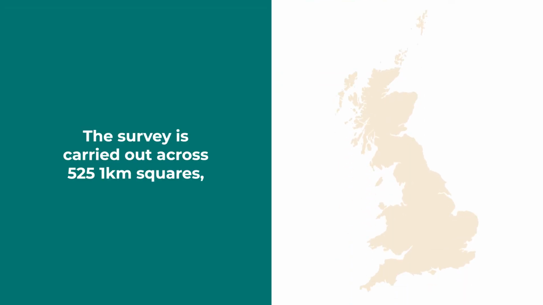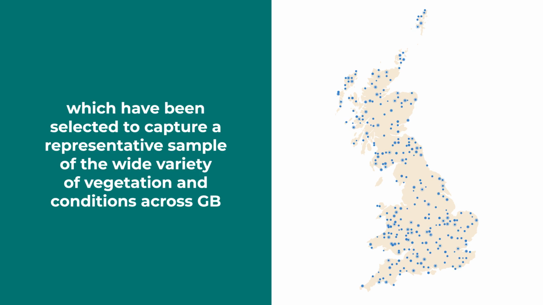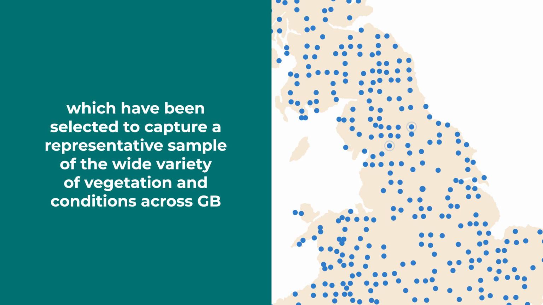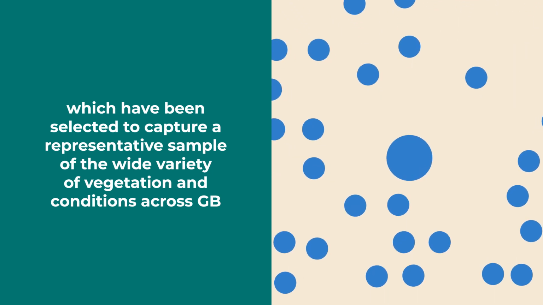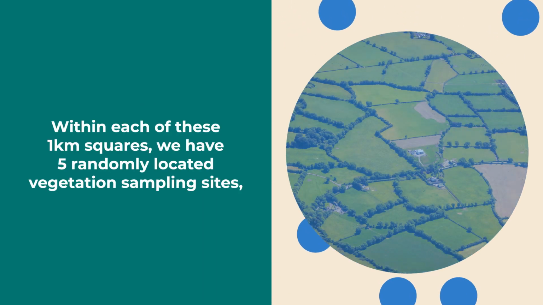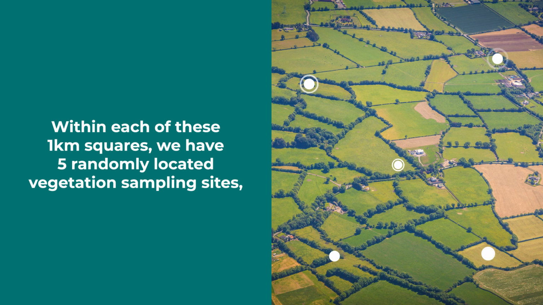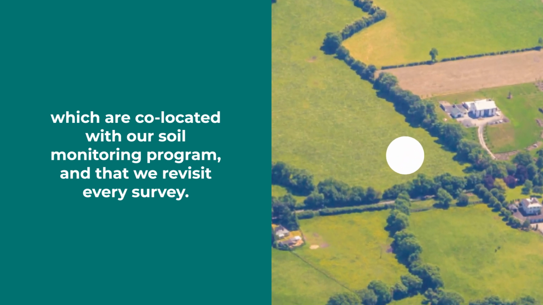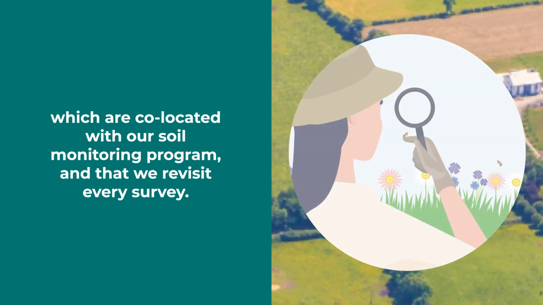The survey is carried out across 525 1-kilometre squares, which have been selected to capture a representative sample of the wide variety of vegetation and conditions across GB. Within each of these 1-kilometre squares, we have 5 randomly located vegetation sampling sites, which are co-located with our soil monitoring programme and that we revisit every survey.